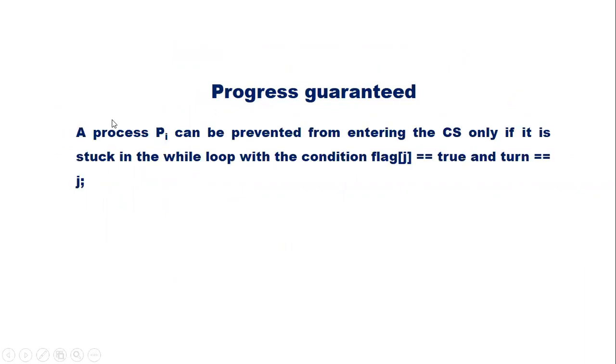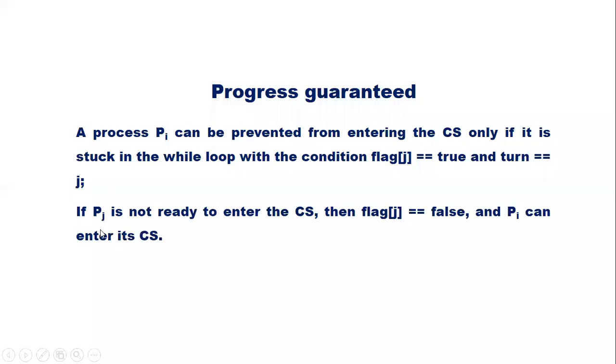So now let us check whether progress is guaranteed or not. A process Pi can be prevented from entering the critical section only if it is stuck in the while loop with the condition flag of j equal to true and turn equal to j. If Pj is not ready to enter the critical section, then flag of j equal to false and Pi can enter its critical section. So that means a process that is executing in its remainder section will not block a process from entering its critical section. Hence, progress is guaranteed.